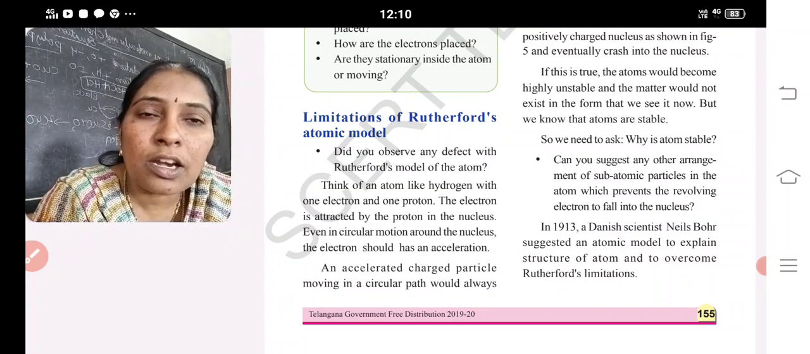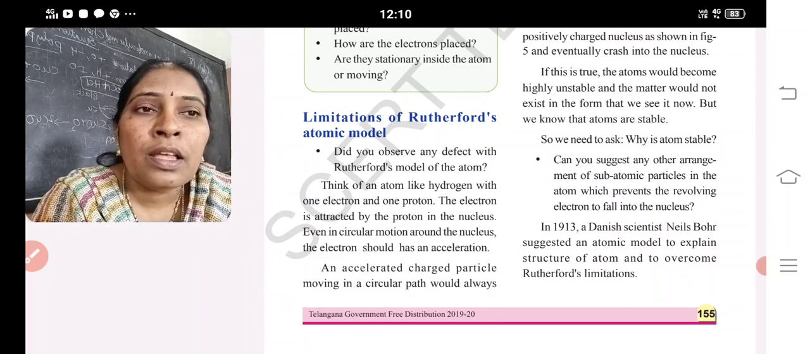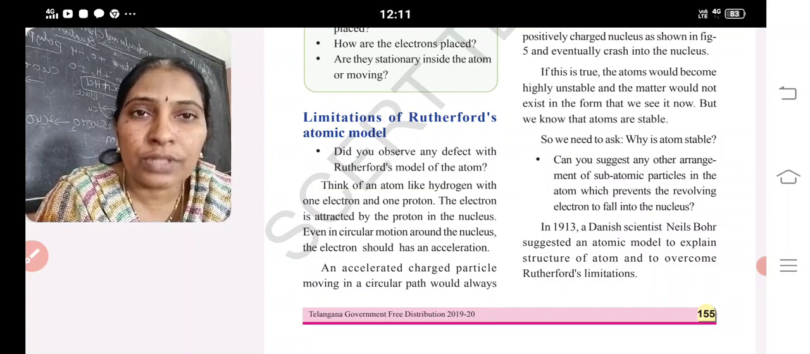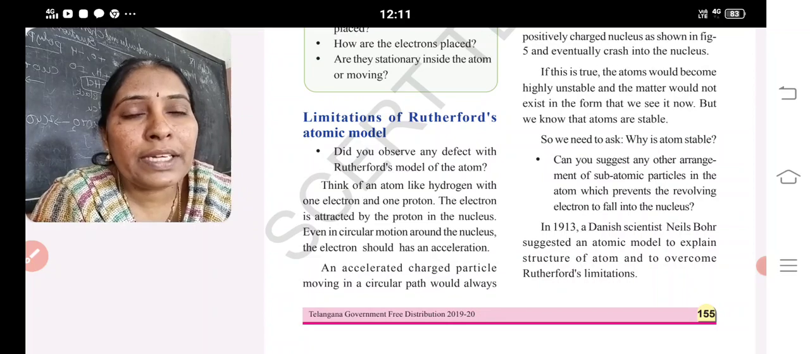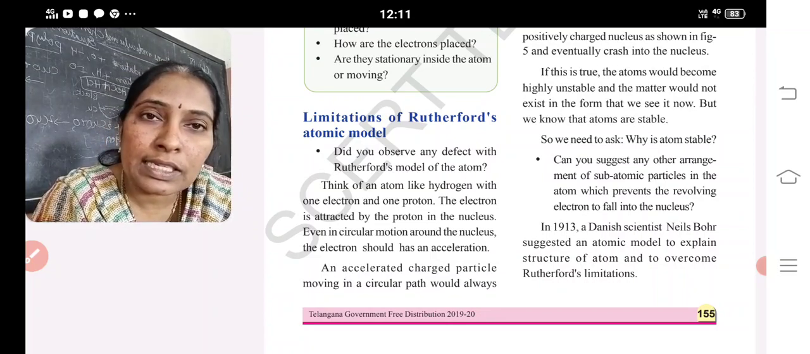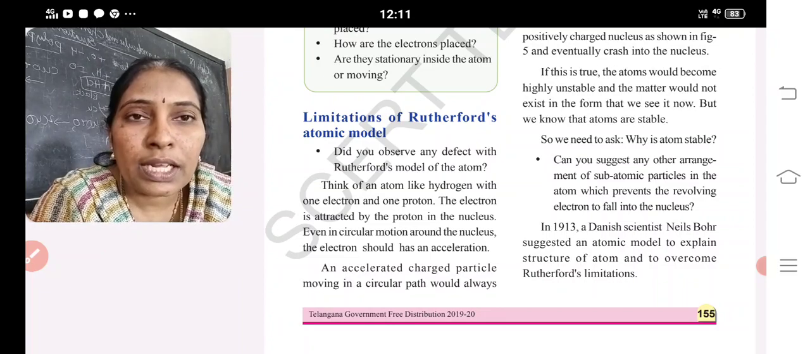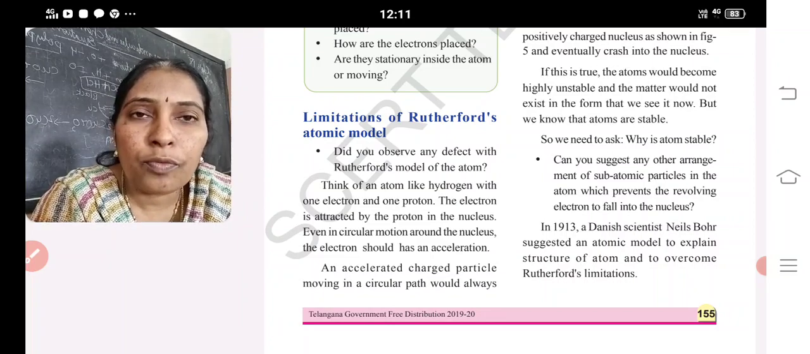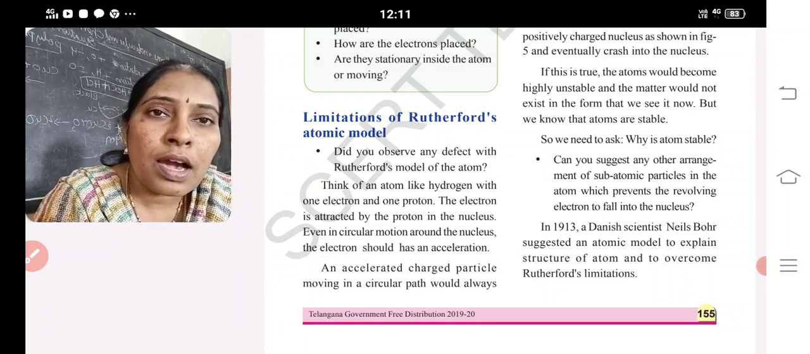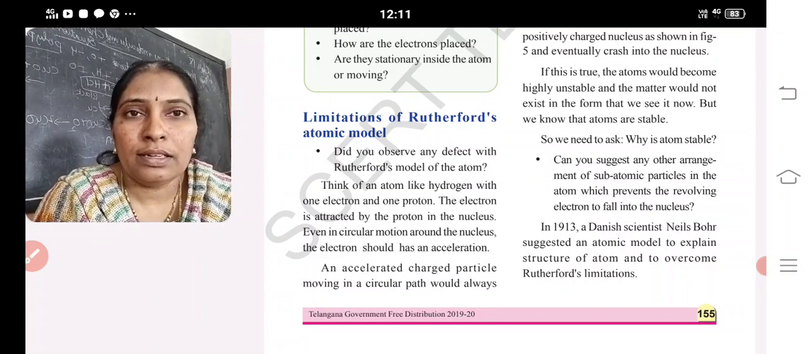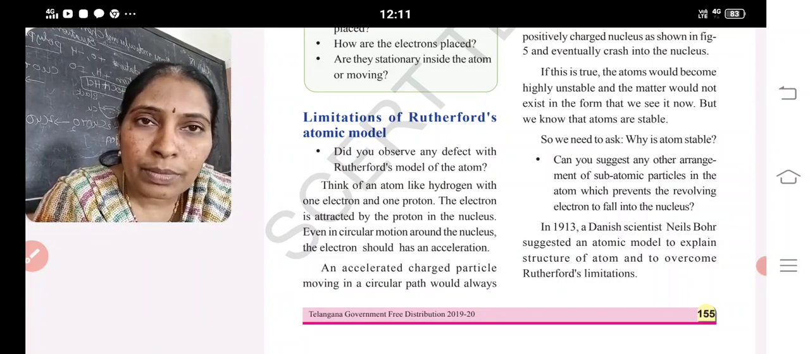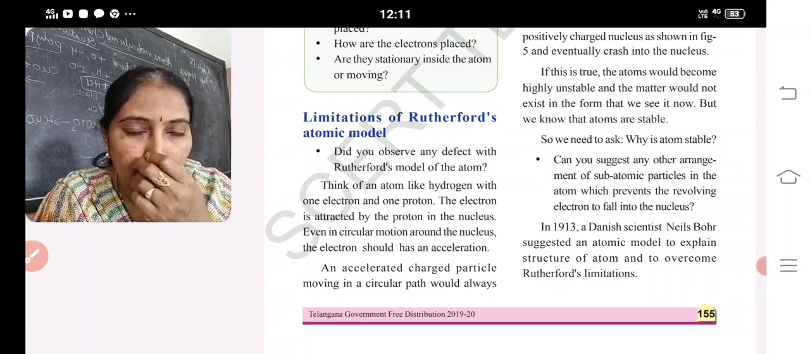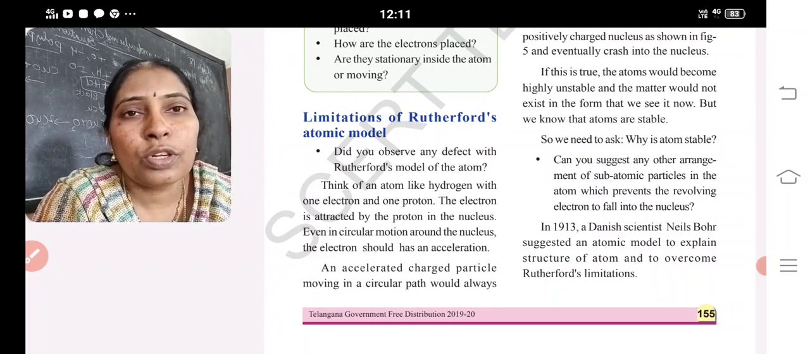Maybe positive charge is present, concentrated in a small area, and that area we call the nucleus. The nucleus consists of protons as well as neutrons, and electrons revolve around the nucleus just like planets revolve around the sun. As he compared his model with the planetary model, his model is also known as the planetary model or the gold foil alpha scattering experiment. J.J. Thomson's model is known as the watermelon model, but the Rutherford model is known as the planetary model. These are the conclusions we drew from the Rutherford model.